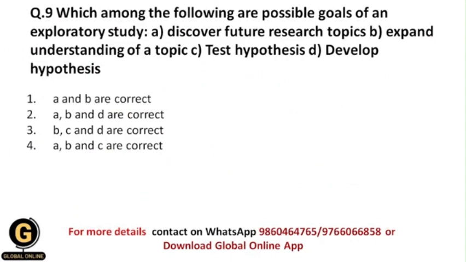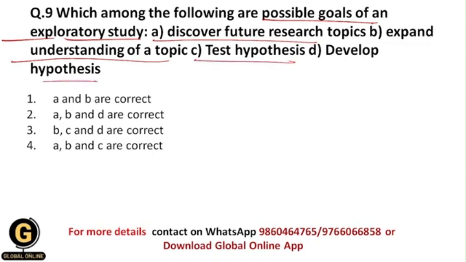Which among the following are possible goals of an exploratory study? Here we have 4 options A, B, C, D, and in them we have given statements about possible goals of an exploratory study, and we are going to identify those possible goals. First is discover future research topics, then expand understanding of a topic, test hypothesis, develop hypothesis. So students, until now you have understood what exactly an exploratory study is. The first possible goal is that we are going to discover the future research topics.